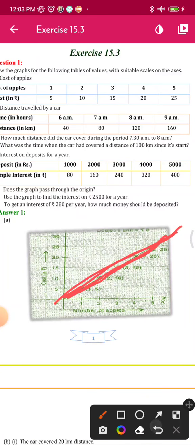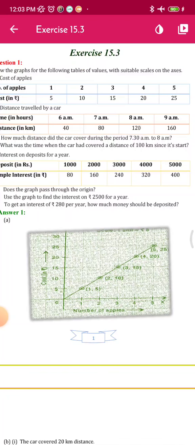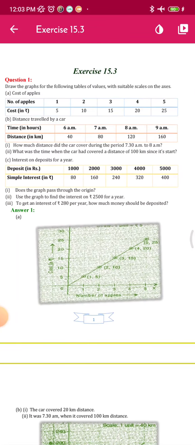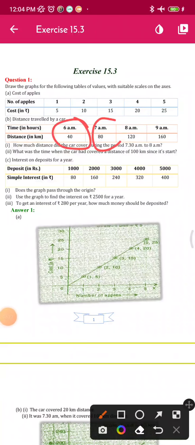So that is the graphical representation of that data which we have done here. Okay, so similarly in question number second, see here what is the question number second here. Second question is a little bit different. So here 6 a.m., 7 a.m., 8 a.m., 9 a.m. Time is given in hours and distance in kilometers, because this is the distance traveled by the car. So at 6 a.m. the car will cover distance 40, 7 a.m. 80, 8 a.m. 120, 9 a.m. 160.